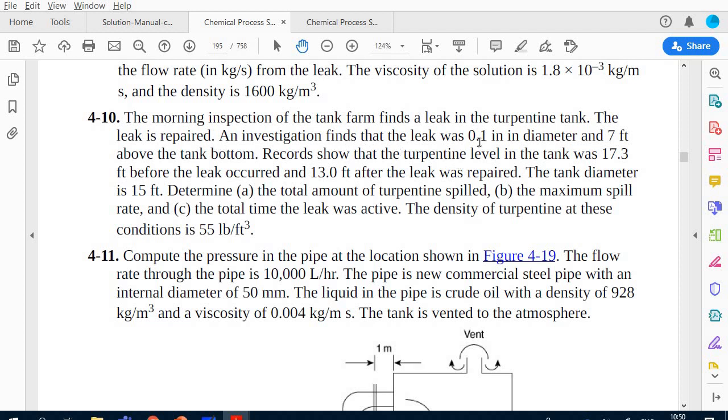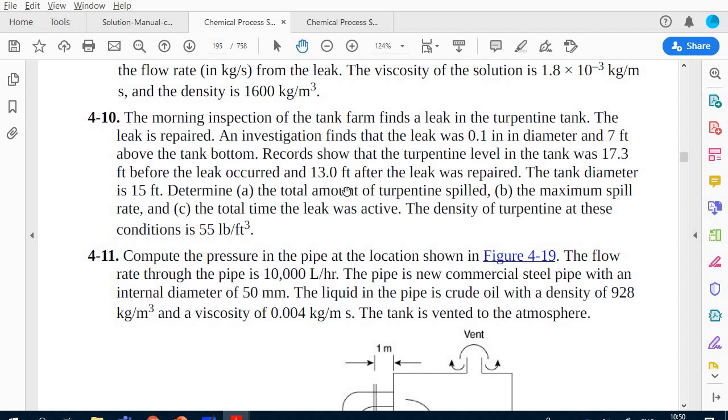An investigation finds that the leak was 0.1 inch in diameter and 7 feet above the tank bottom. Okay, so 7 feet above the bottom is the leak, the HL. Records show that the turpentine level in the tank was 17.3 feet before the leak occurred. So it went down from 17.3 feet because of the leak. Is that right? No, the 7 feet is above the tank bottom. It was 17.3 feet before the leak occurred and 13 feet after the leak was repaired.